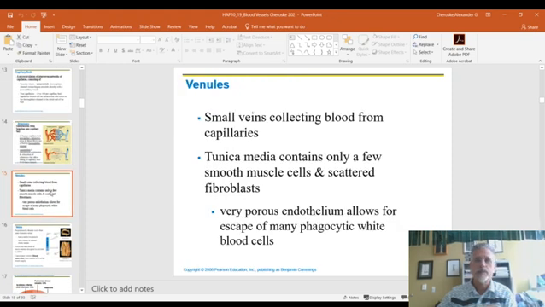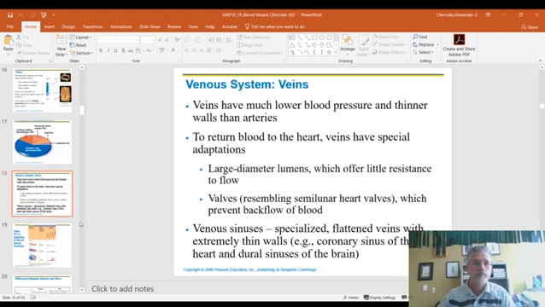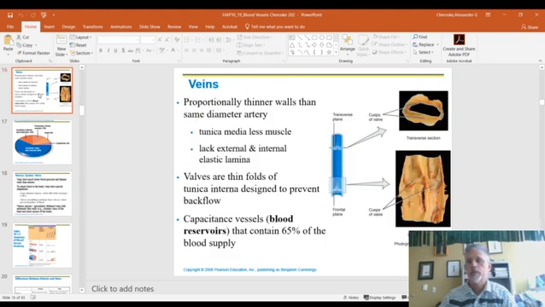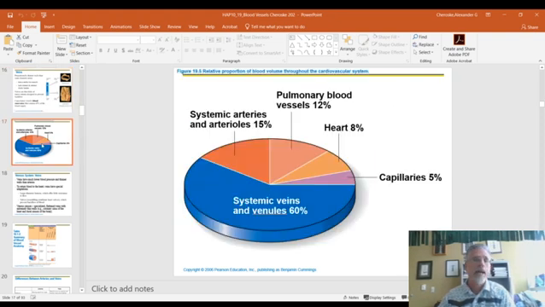Venules are in essence basically small veins collecting blood, low pressure blood from the capillaries and helping to route it back towards the heart. They do have a porous endothelium so that you can actually get some movement of our immune system white blood cells out of them. And then we get to the veins, and we talked about their structure and function. And they're known as being blood reservoirs because of their kind of increased diameter and the amount of blood that actually stays in them as it's progressing back.